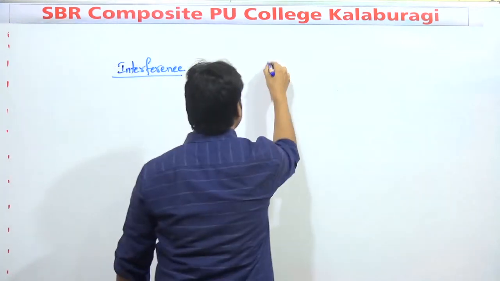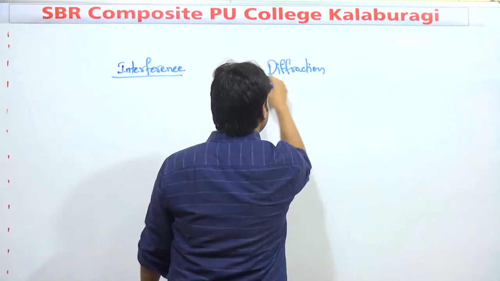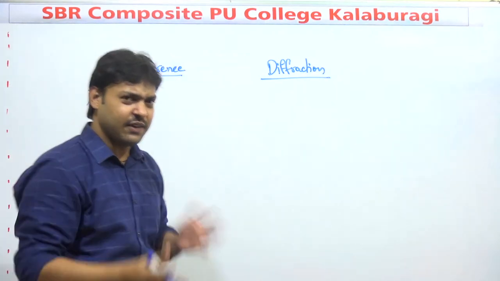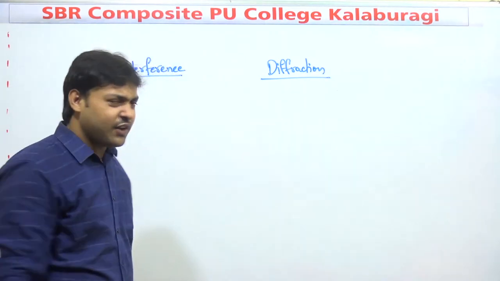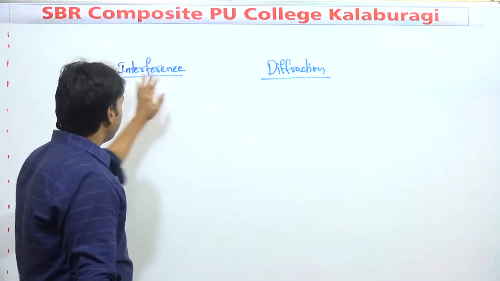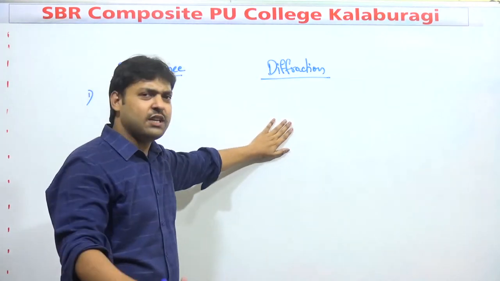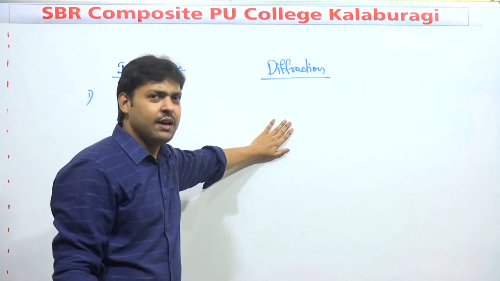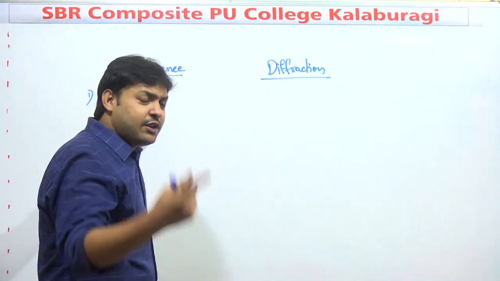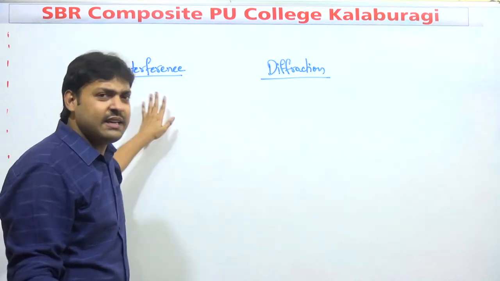Interference and diffraction. So, first point, what do you mean by interference? Answer yourself. Up to now, what we discussed, you should be able to answer. What do you mean by interference? What do you mean by diffraction? Both are superposition of waves only, but superposition of waves from two different sources we call interference.